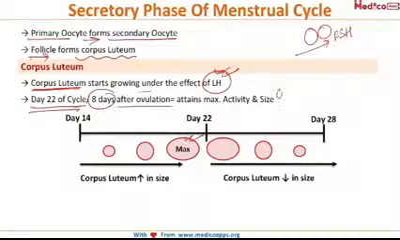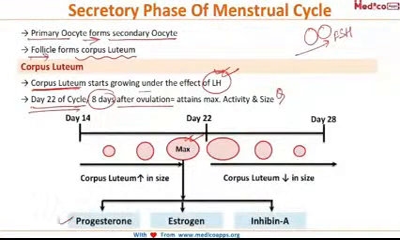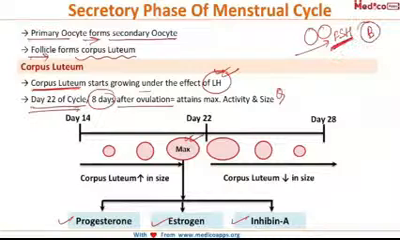And this is again a very important question. The corpus luteum attains its maximum activity and maximum size at day 22 of the cycle, or you can say in other words, day 8 after ovulation. And all this while, the corpus luteum secretes progesterone, estrogen and inhibin A. You see here the follicles were producing inhibin B, and this corpus luteum produces inhibin A. And after day 22, the corpus luteum starts degenerating, starts decreasing in size.